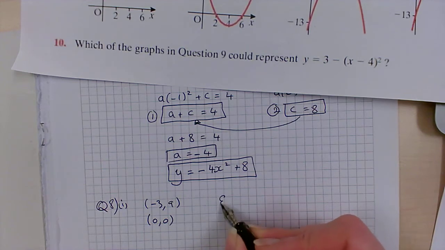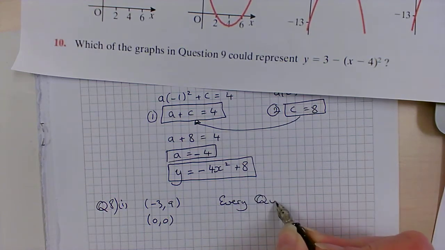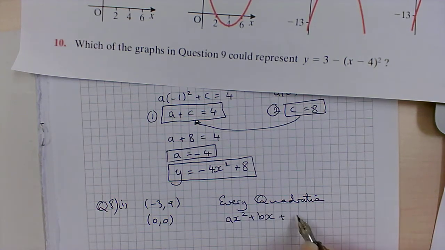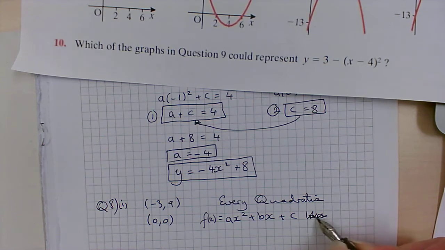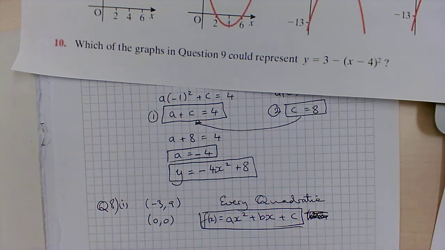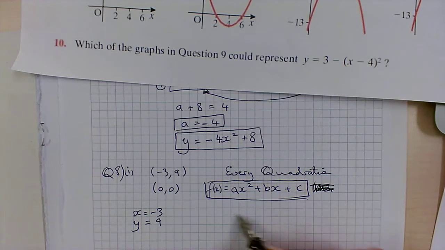We know that every quadratic is in the form ax squared plus bx plus c equal to 0, well, f of x equal to it actually. F of x equal to that. The equal to 0 is when we're finding the roots. So that's the format, or y equals that. So when I put in x equals -3, I'm going to put in y equals 9. But before I do that, I'm going to use my 0, 0.